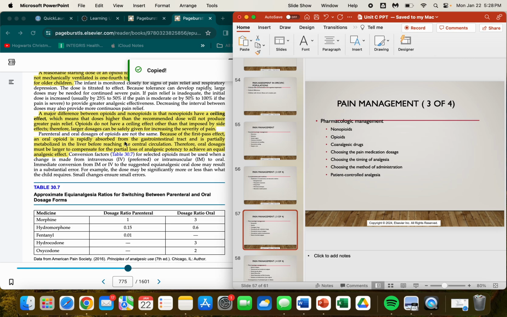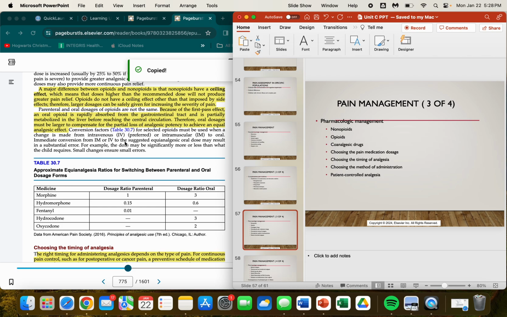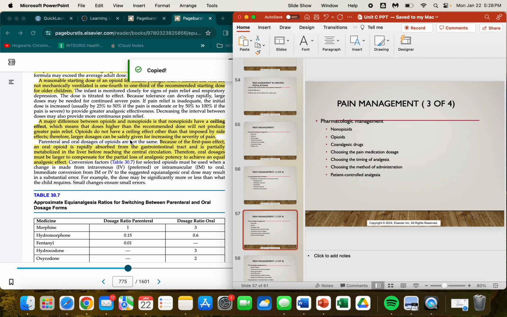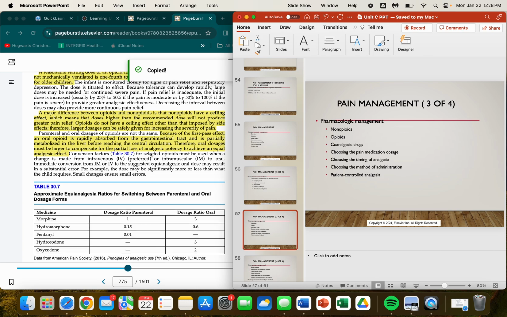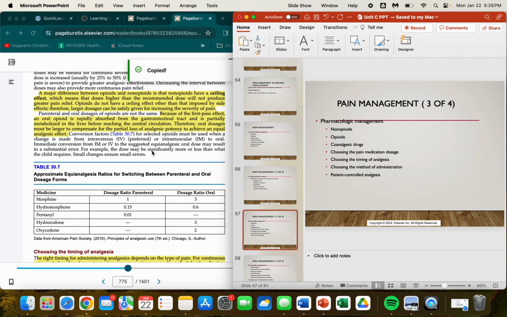One of the major differences between opioids and non-opioids is that non-opioids have a ceiling effect, which means that higher doses of that drug are not going to produce more pain relief. Essentially, taking 5 Aleve isn't any better than taking 1 Aleve. Whatever's recommended is what's going to work. Opioids don't have a ceiling effect, other than that imposed by the side effects. So 8 milligrams of morphine is going to work better than 4, but you're going to have more side effects with that 8, obviously, and it's not always safe.